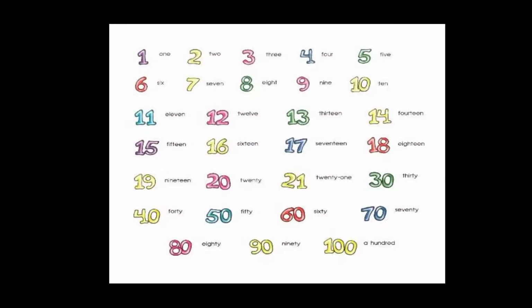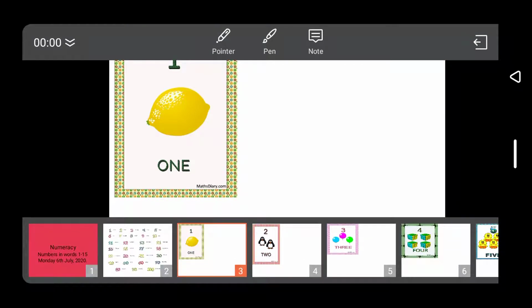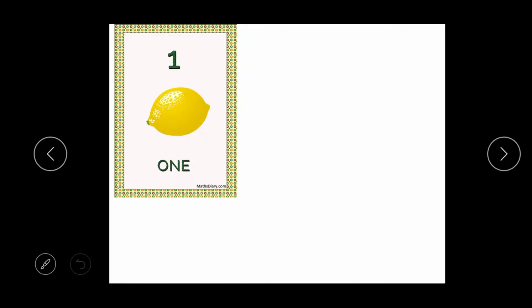Now, today we'll be learning about writing of numbers in words from 1 to 15, like I said earlier. So, let's go. The first number we'll be learning about is how to write number 1. As you can see, we have just one object. So, we are going to be counting the number of objects. 1. Now, let's learn how to write.